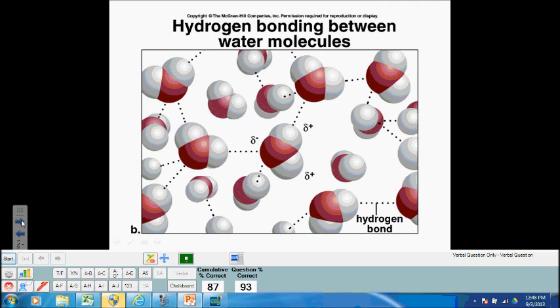Now, notice here's a drawing of lots of water molecules. And what's every water molecule doing to the water molecules near it? What are all those little dots representing? Hydrogen bonds. It's not just hydrogen bonding to one water molecule. It's hydrogen bonding to all the ones around it. And even though each one of those bonds is very weak, collectively they become pretty strong in a hurry because there's so many of them.